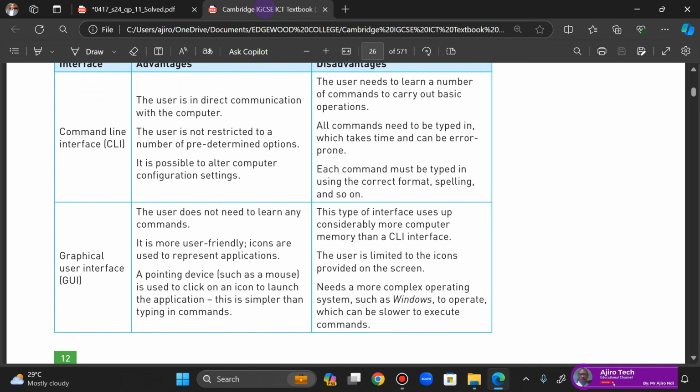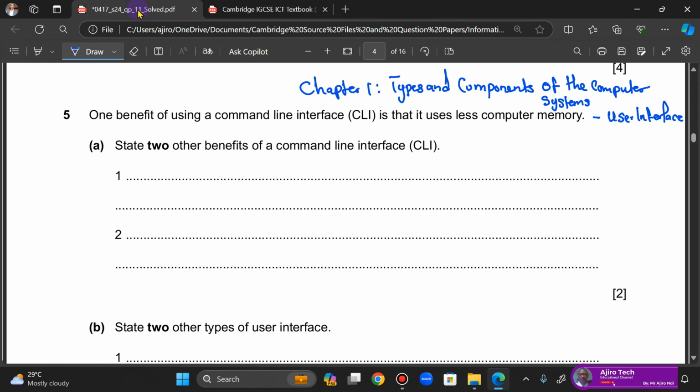Okay, good. The user is in direct communication with the computer, which is very useful for computer professionals.